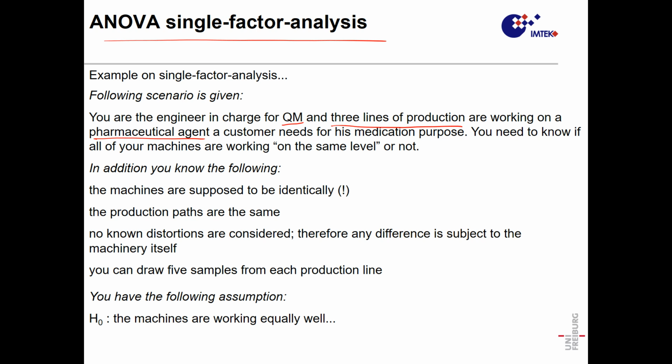And by measuring this pharmaceutical agent, you are clear that they are doing well, the 3 of them. If not, it will be your job to find out which one is not working and then go and fix it, right? That's the idea of this example. So they're supposed to work identically. They're supposed to have the same path. And there's no distortion here that we're going to consider. And of course, they will have the data distributed normally. And we will take 5 samples of each production line. So we'll have 5 points from each of the 3 lines. And we want to see if they work equally.